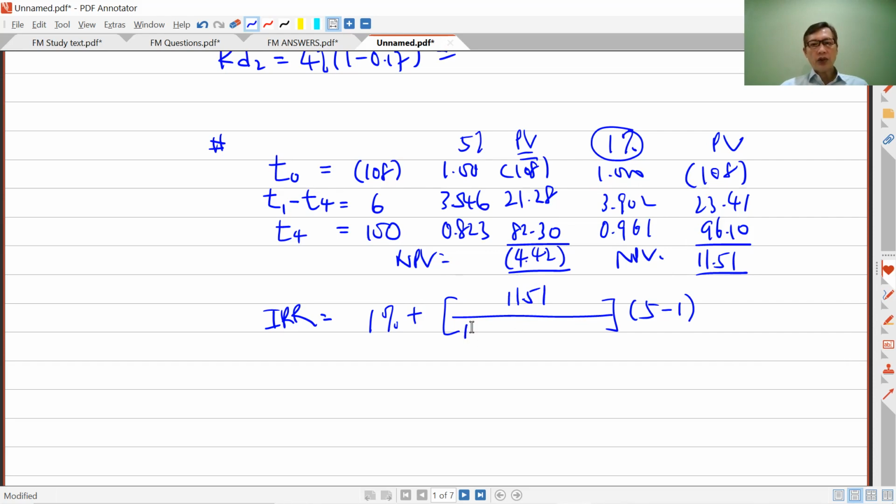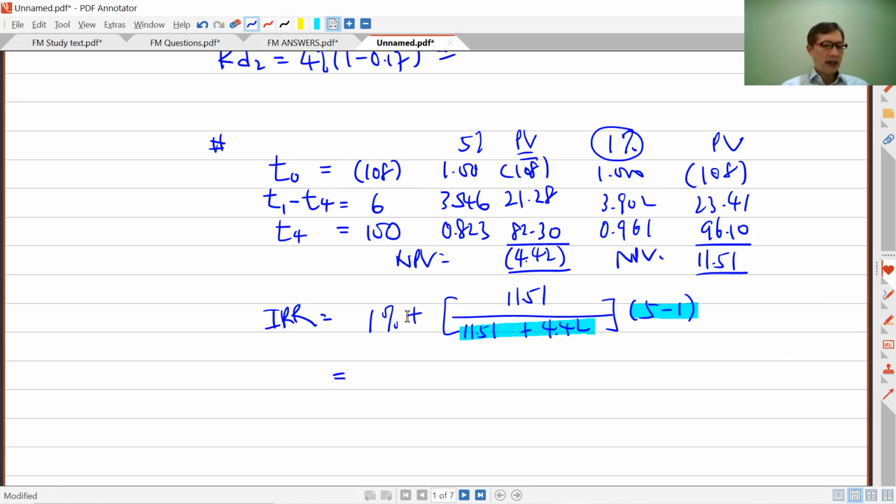And below it is also 11.51. Then you minus the other MPV. The other MPV is a negative here, so minus a negative actually is plus. Conclusion: you have here a difference in the rate, and this is a difference in MPV. So that's how you memorize the formula.